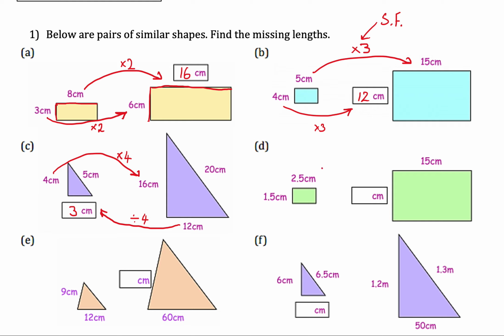On D, it's starting to get a little bit harder in terms of finding the scale factor. What do we times 2.5 by to get 15? Well, if you double it, you'll get 5. And then if you triple 5, you'll get 15. So in other words, we've times by 2 and then by 3. So we've times by 6. So we do the same here. 1.5 lots of 6 is 9.